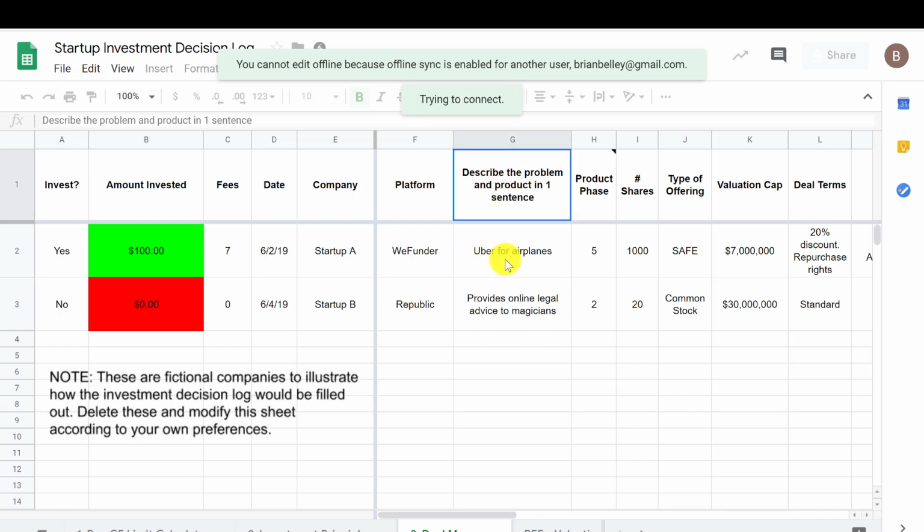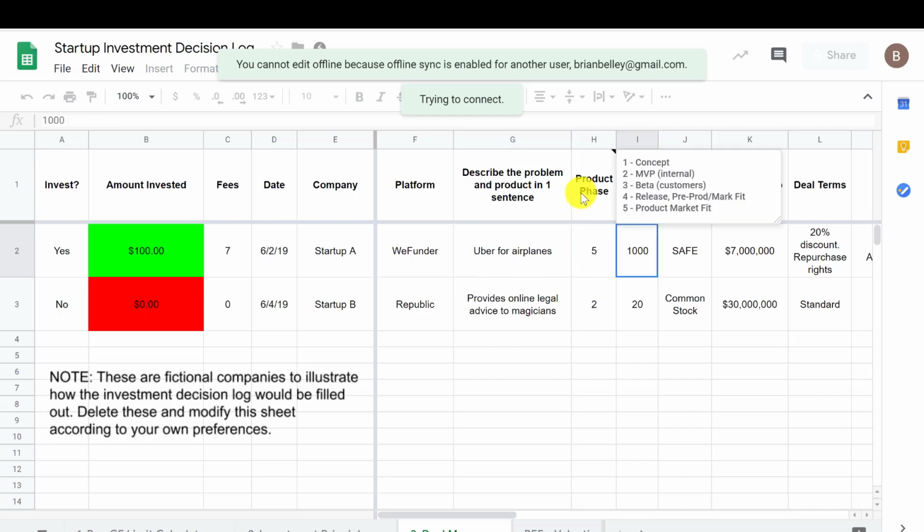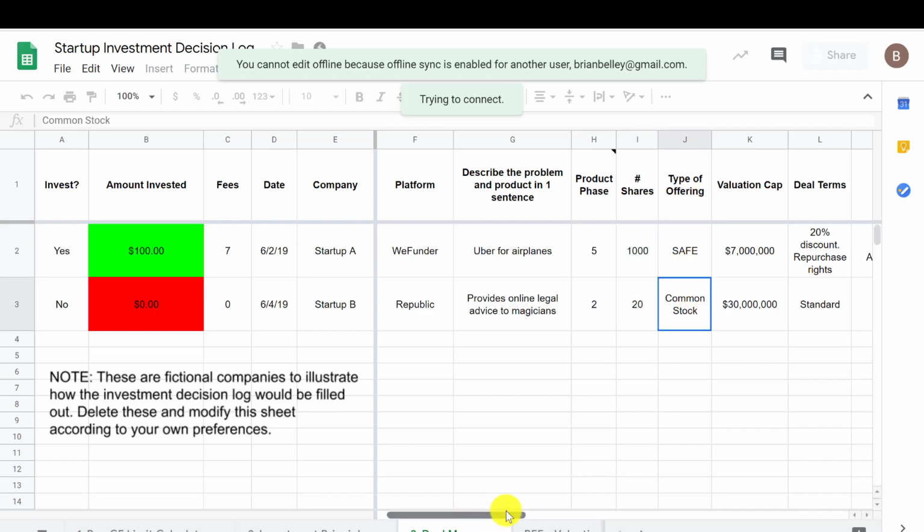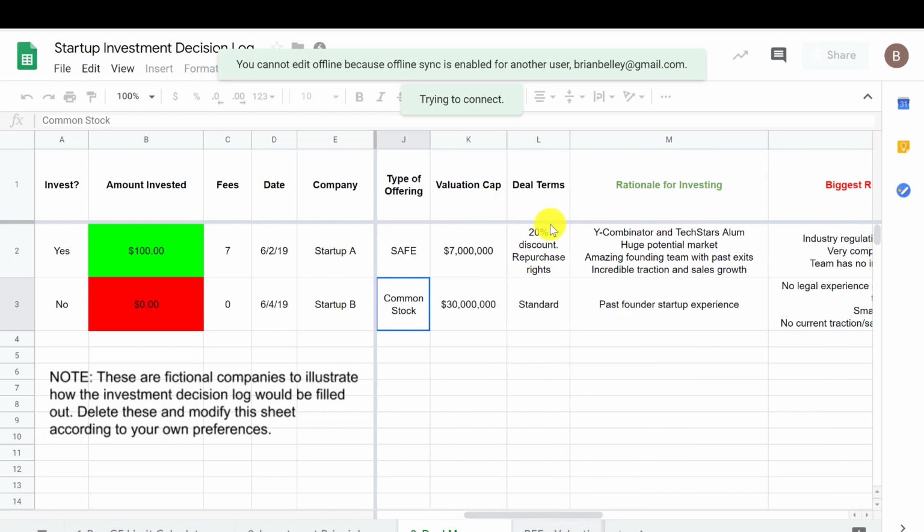Describe the problem and product in one sentence is something I do just to help me be able to describe their product. Product phase, I usually just break down into something that's either a concept, MVP, minimum viable product, something that's perhaps beta tested with customers, something that's perhaps released but in pre-product market fit stages, and something that's found product market fit. This is the number of shares, if it is shares that you're purchasing, the type of offering that we'll be talking about more in Module 2, and then just some other important things.